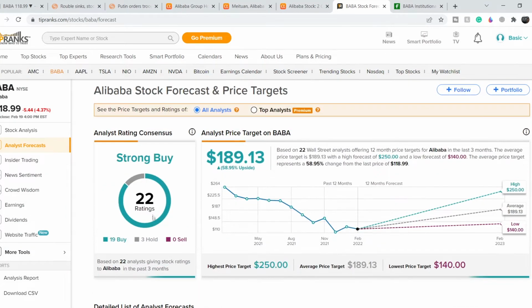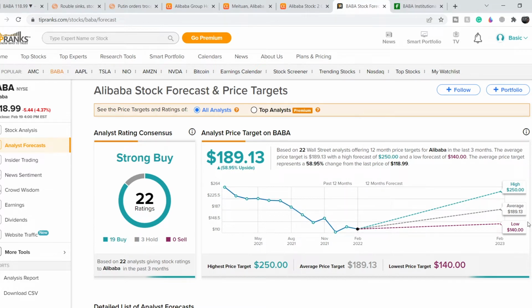We have 22 ratings, and previously we had 23 ratings. 19 of them suggest to buy, 3 to hold, and 0 to sell. And even the lowest price target is above our current price, and it is $140. Average price is $189.13, and the highest price target is $250.